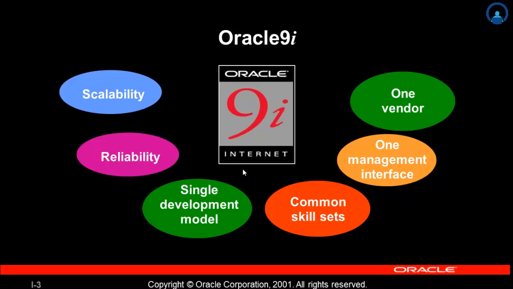We come to Oracle 9i features. Oracle offers a comprehensive high performance infrastructure for e-business. It is called Oracle 9i. Oracle 9i includes everything needed to develop, deploy, and manage Internet applications.